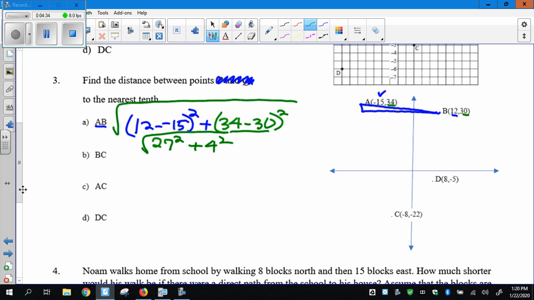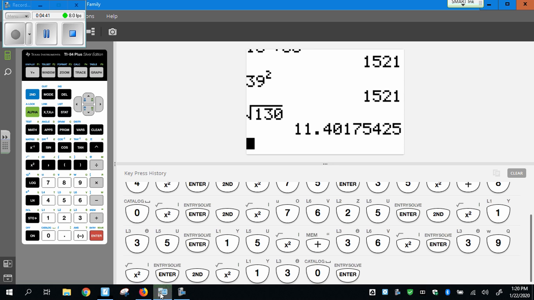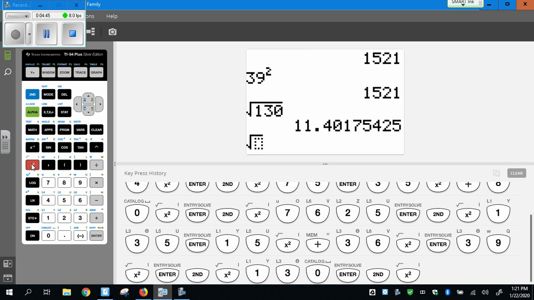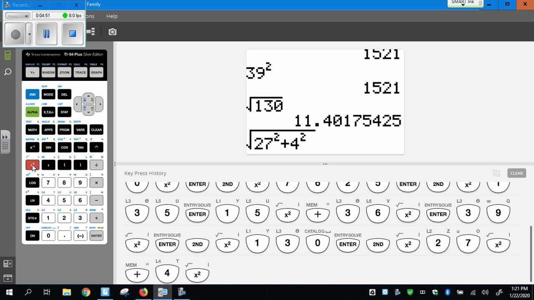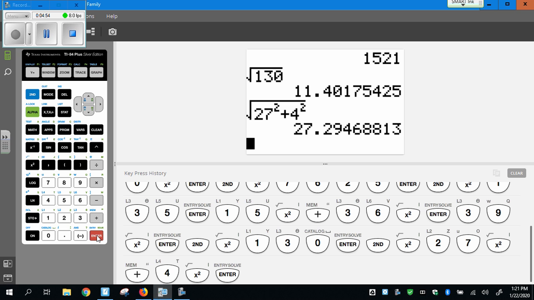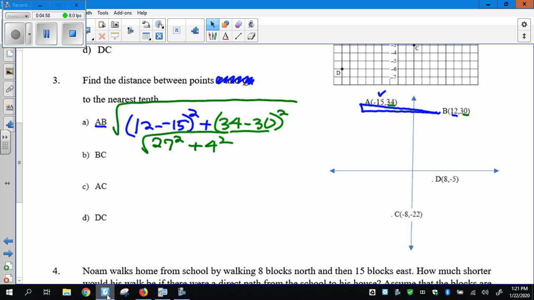Now I'm going to use my calculator to do the rest. We need to do the square root of 27 squared plus 4 squared. Let's just do that all at once. 27 squared plus 4 squared. And we get about 27.3. So the distance from A to B is about 27.3.